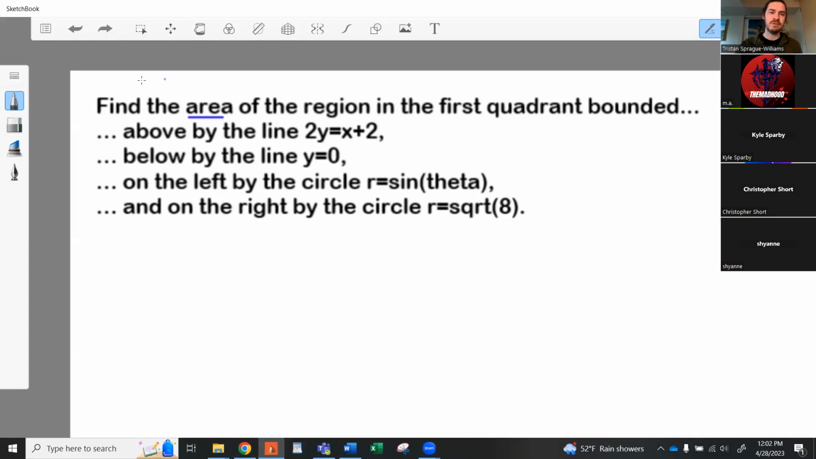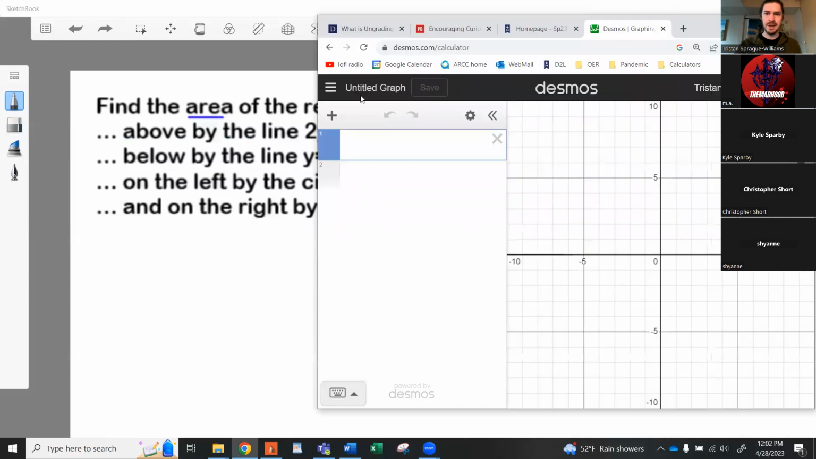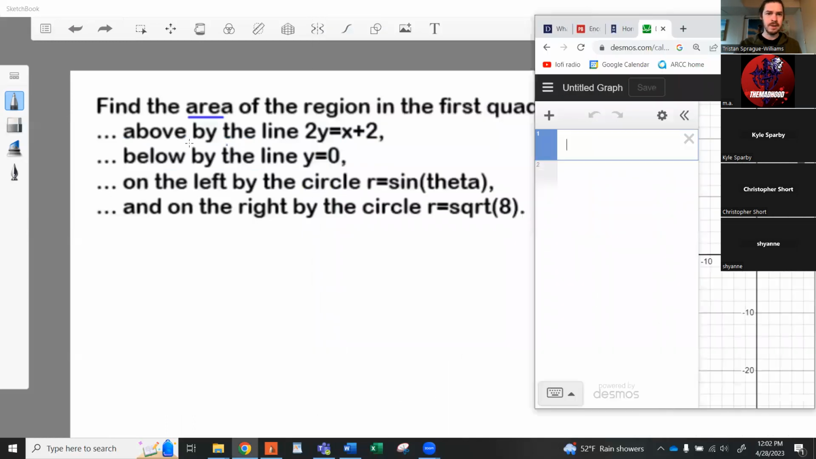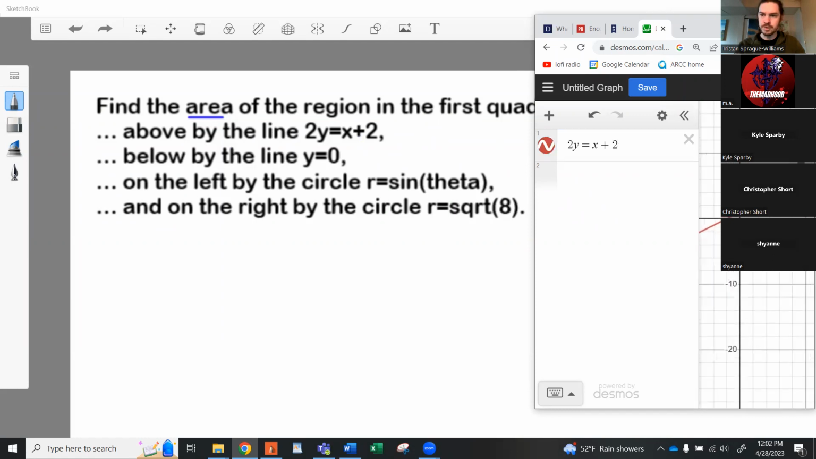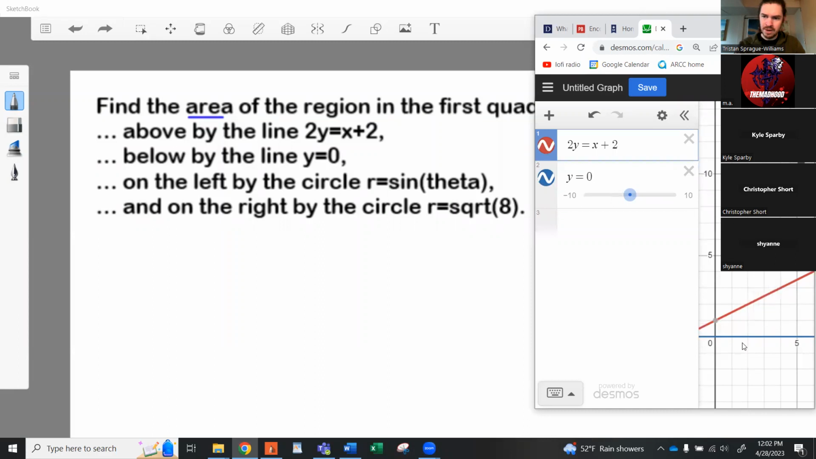First thing I want to do is take the description of this region and get a nice picture of this for us to draw all over. So I've got my Desmos over here. Let's type these equations in. We're going to have the line 2y equals x plus 2. We're going to be bounded above by that line, so our region is going to be below that line in the first quadrant. We're only going to be in quadrant 1 over here. It's bounded below by the line y equals 0. So if I graph y equals 0, our region is above that one. So bounded above by the red line up here and below by this blue line. So we're between those two lines.